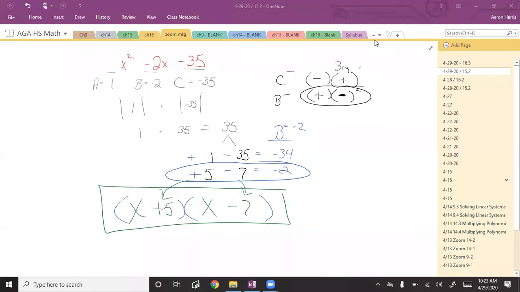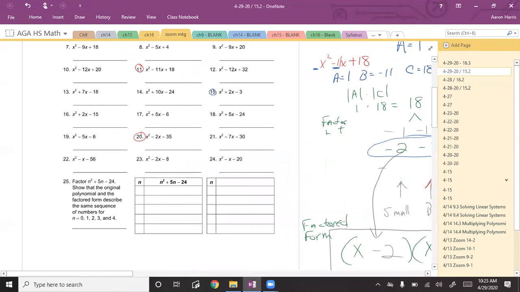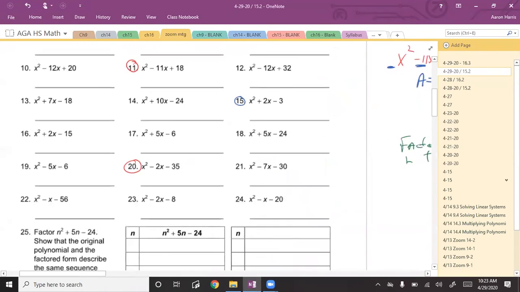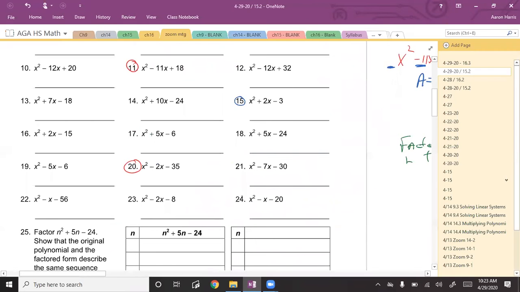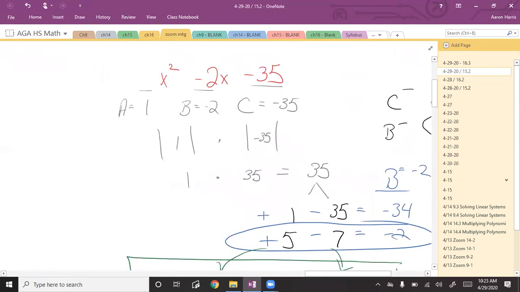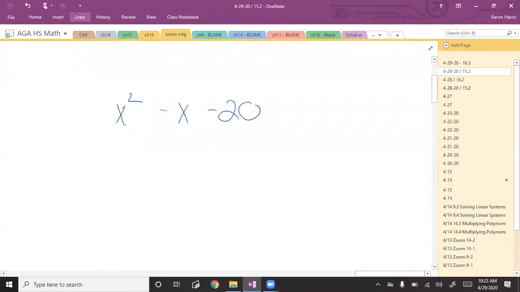All right. So here we go. You get to choose a problem. Do you understand this? Honestly, no. Okay. So let's make it happen. Let's see if we can get this done. I'm going to choose one for you. We're going to choose number 24. So we got x squared, -x, -20.